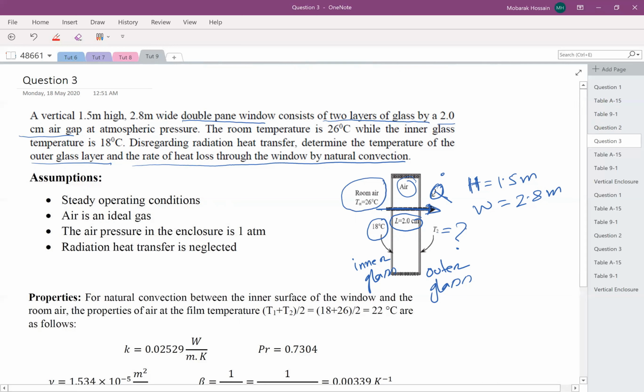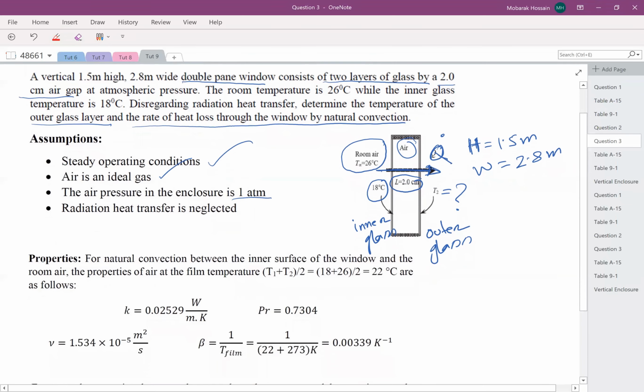So here, we'll solve this problem based on some assumptions. First one, the steady operation conditions, then air is an ideal gas, the air pressure in the enclosure is 1 atmospheric pressure, and radiation heat transfer loss is negligible.